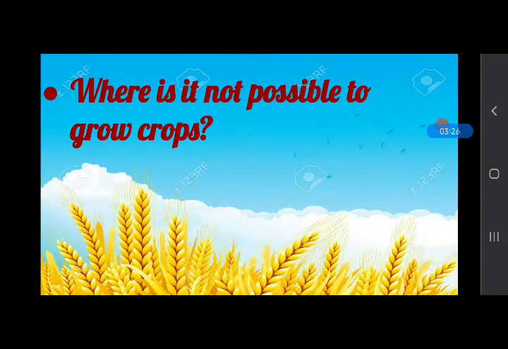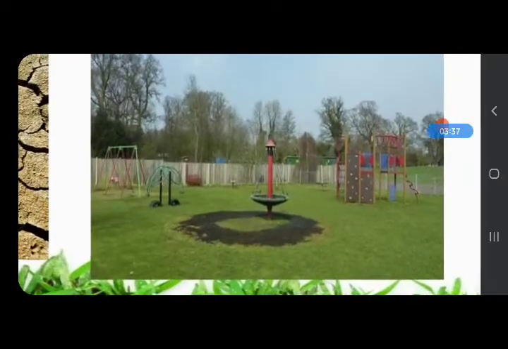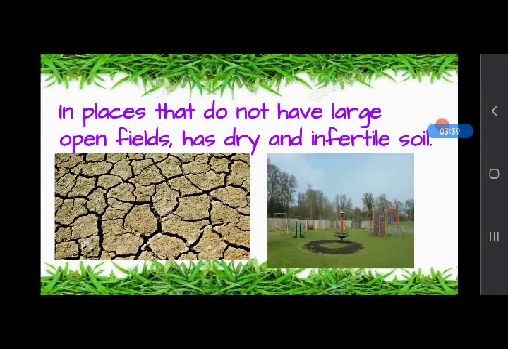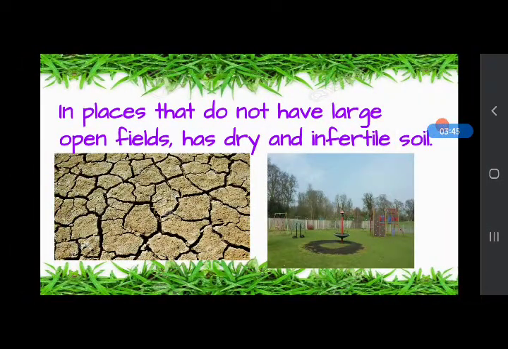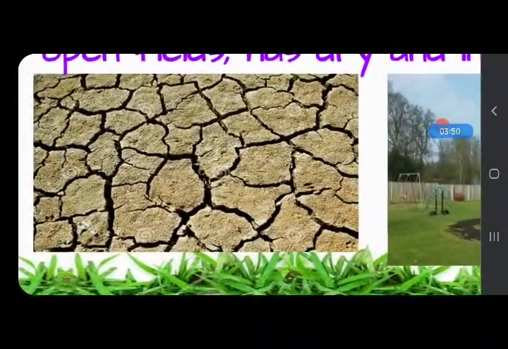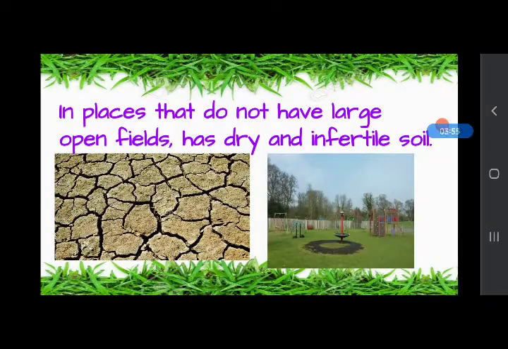Now you need to answer, where is it not possible to grow crops? Think and answer. So in places that do not have large open fields like this and have dry and infertile soil like this, it is not possible to grow crops. Infertile means soil like this, where it is not possible to grow anything. And you need to think about other problems which a farmer faces. Think, and you can write or you can reply.